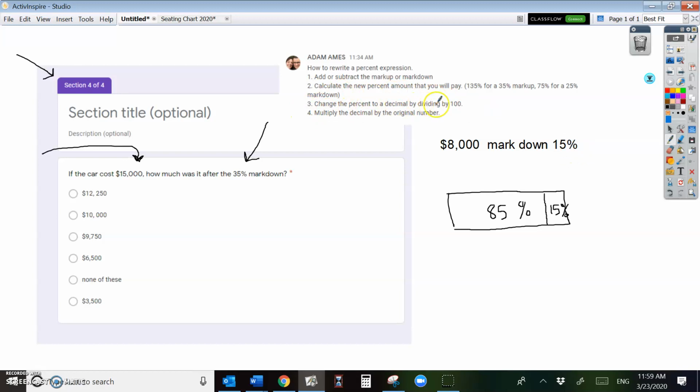Then change the percent to a decimal by dividing by 100. So 85 divided by 100 is 0.85. Move the decimal twice to the left. 0.85. And then you multiply the decimal by the original number. So 8,000 times 0.85.